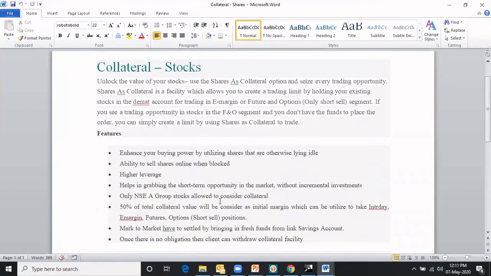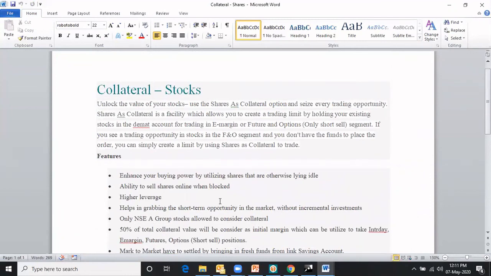See, collateral means, suppose I am a client and I have certain stocks with me. And that stock I am ready to use as a collateral to get exposure from IDBI Capital. I don't want to put my extra money to do any intraday trading or derivatives trading like futures, and in options only sell is allowed in this product. But I'll explain you what is collateral.